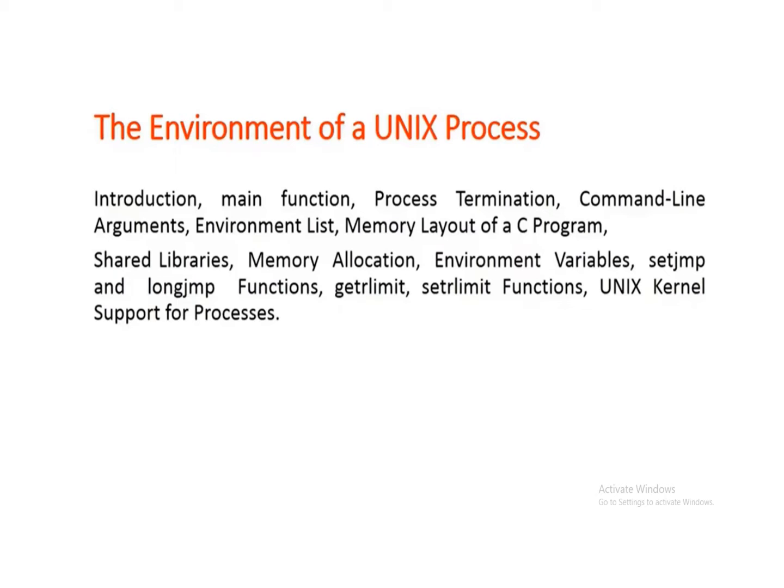Hello students, today we are going to see the environment of a UNIX process. Here we are going to see introduction, main function, process termination, command line arguments, environment list, memory layout of a C program, some of the shared libraries, memory allocation, environment variables, setjmp and longjmp functions, setrlimit and getrlimit functions, and Unix kernel support for process.